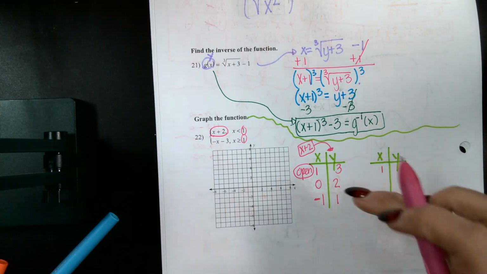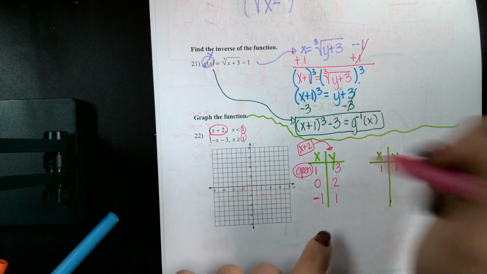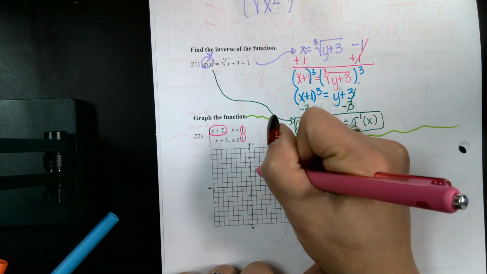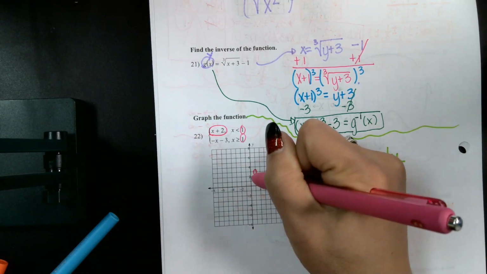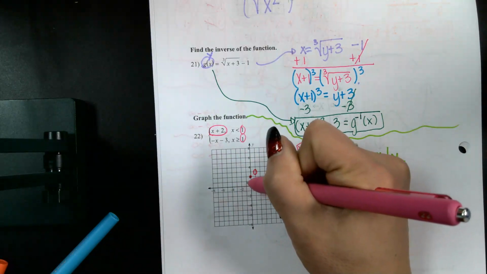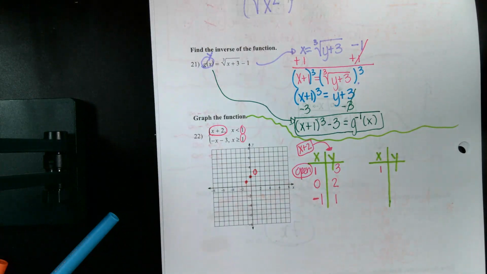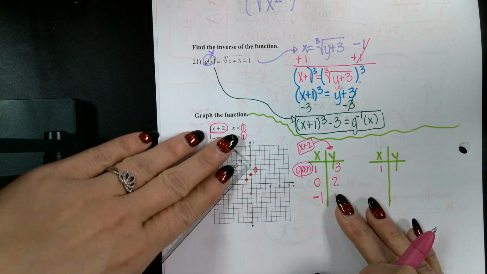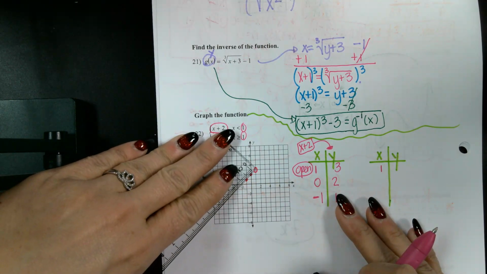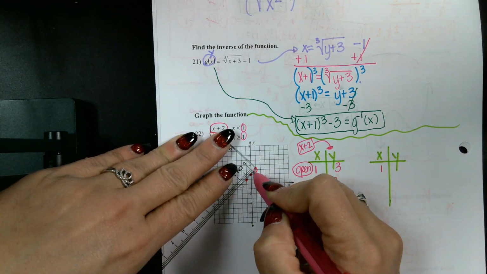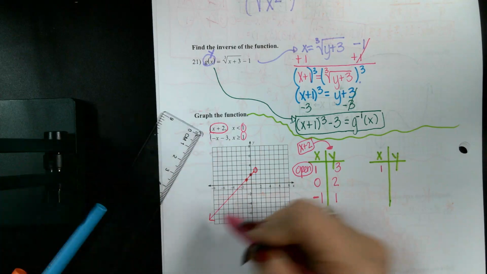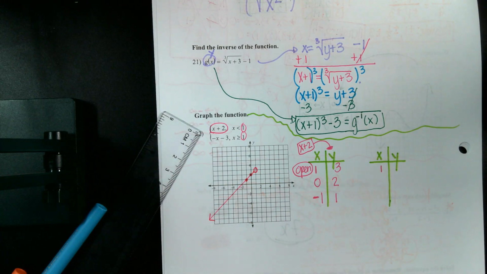Okay, so I'm going to go ahead and plot those. At 1, 3, you've got to make an open circle. Now 0, 2, and -1, 1 do not need to be open. You just make those solid points. Now because they're decreasing, you're going to start at that open circle and just connect those points. That's one piece of the function.